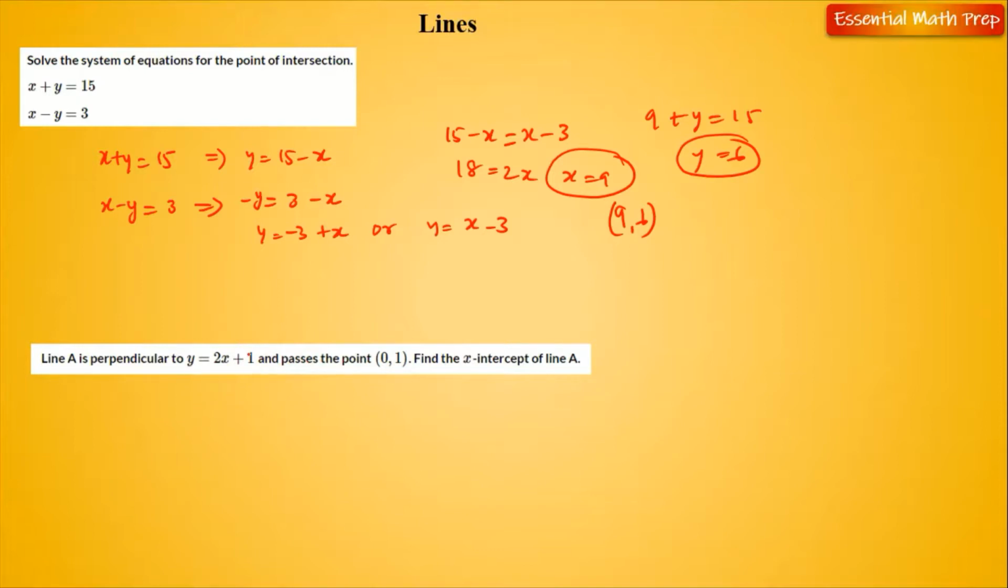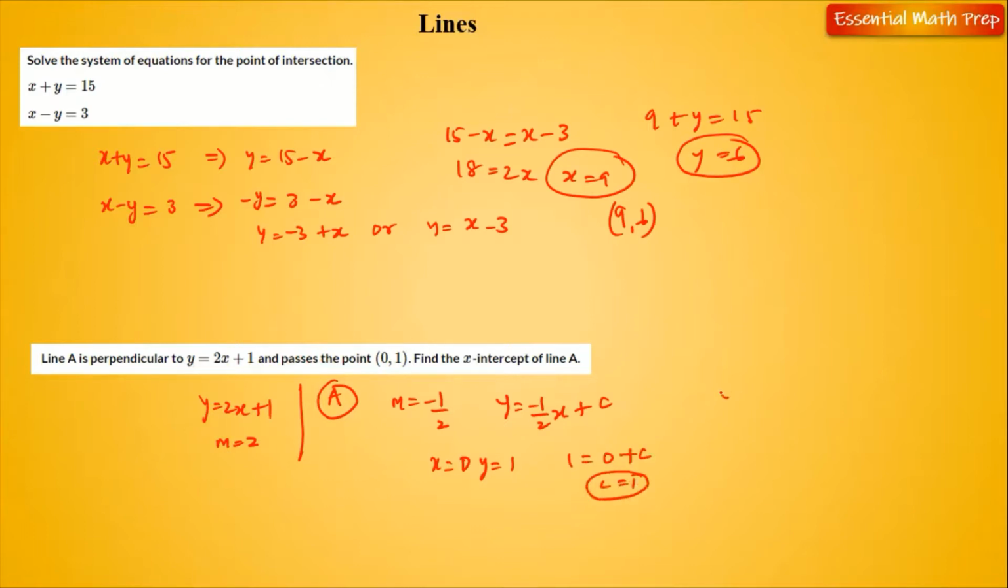So this given line is y equals 2x plus 1, right? So we know the slope of that line is m equals 2. What's the slope of line A? That would be the negative reciprocal. So m equals negative 1/2, which means y equals negative 1/2 x plus c. And it passes through the point (0, 1). So we know x equals 0, y equals 1. So 1 equals 0 plus c. So c equals 1. So y equals negative 1/2 x plus 1, right?